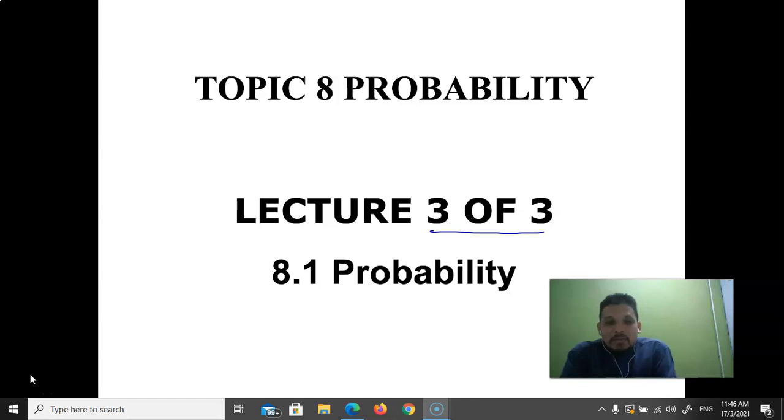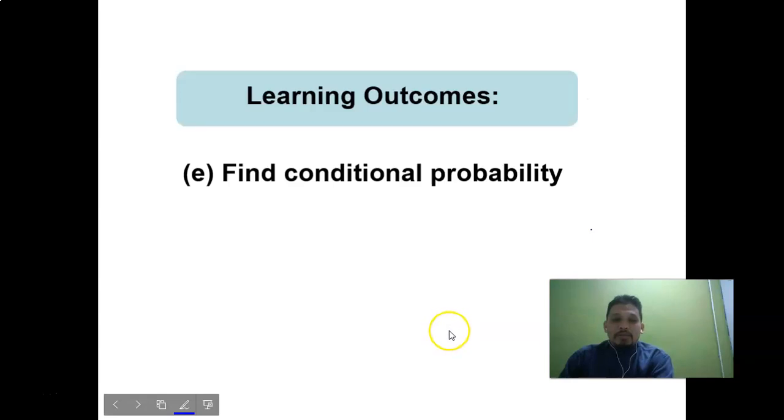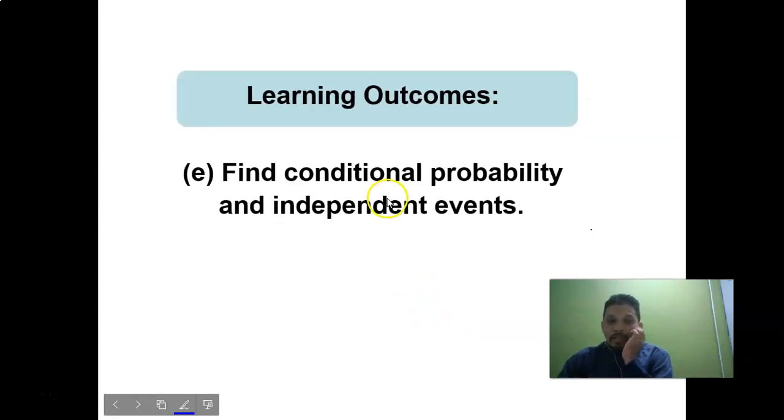Okay, so we are at the end of the lecture for the topic of probability, 3 of 3 here now. So in this video, we are going to look at both conditional probability and independent events.